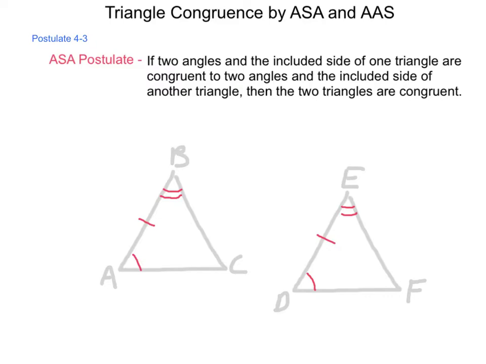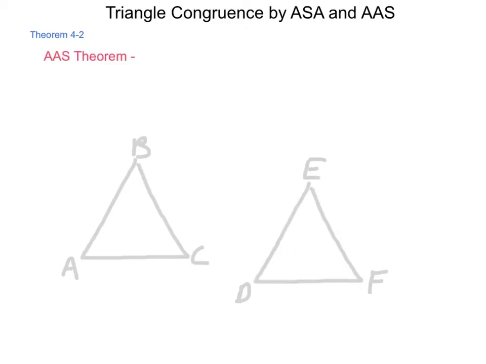The order of the lettering, again, is very important. Angle, side, angle tells me I have an angle on each end and the side that is trapped in between them. I must have them in that order in order for it to come out as being an angle, side, angle congruence. And that's going to be true about any of the triangle congruence postulates or theorems that we work with. Now, for our first theorem based on these congruences, let's take a look at angle, angle, side.